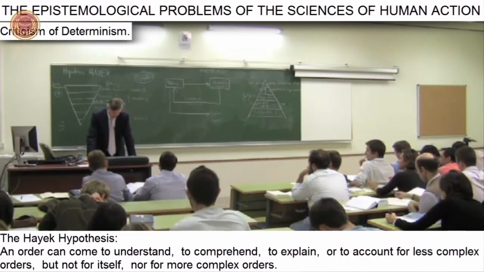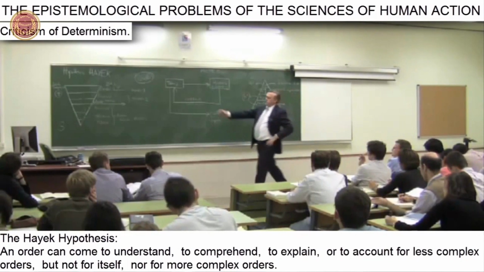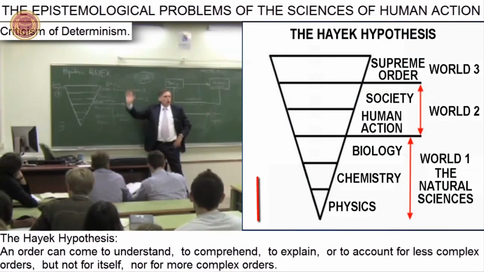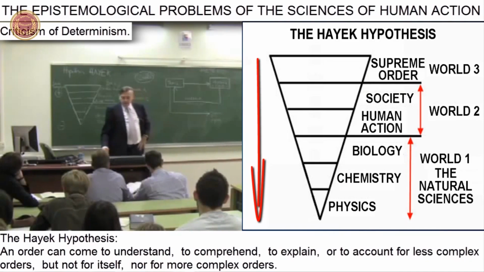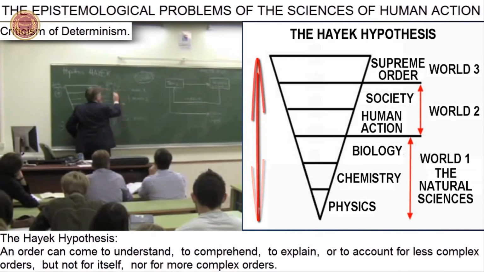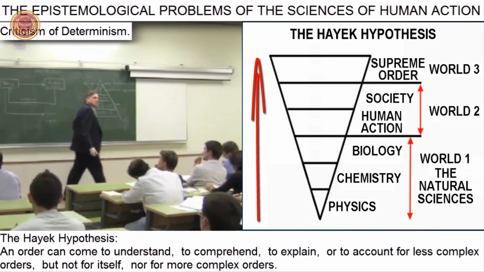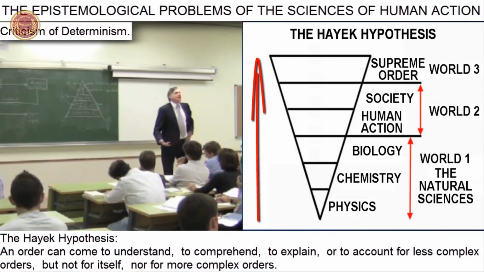I'll conclude by pointing out the main implications of the Hayek hypothesis. In what direction do relationships flow between the different orders? From the bottom up or from the top down? Many scientists think relationships flow from the bottom up. That is, they think physical and chemical reactions are the determining force in the world. These scientists are determinists or materialists.